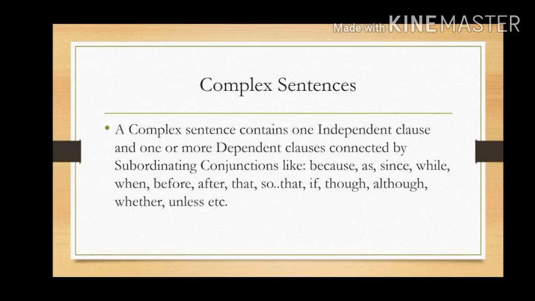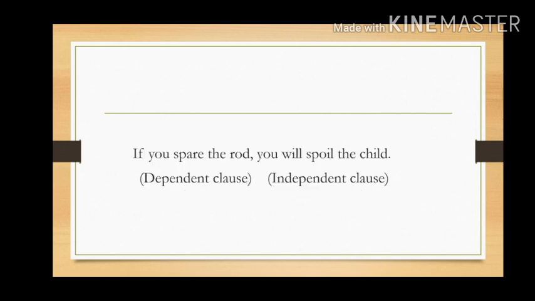A complex sentence contains one independent clause and one or more dependent clauses connected by subordinating conjunctions like because, as, since, while, when, before, after, that, so that, if, though, although, whether, unless, etc. One example is, if you spare the rod, you will spoil the child. If you spare the rod is the dependent clause and you will spoil the child is the independent clause.